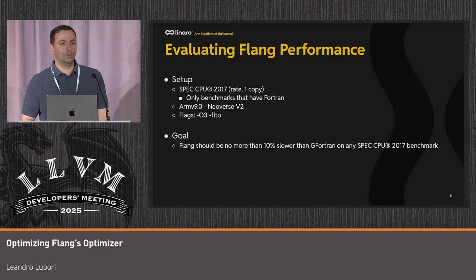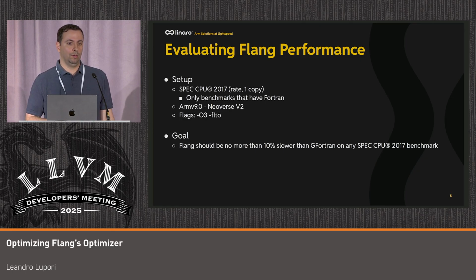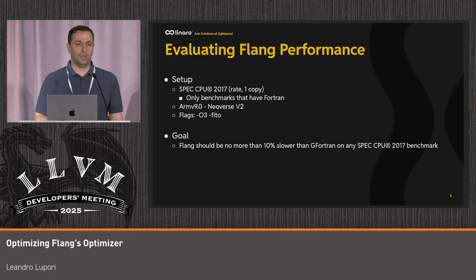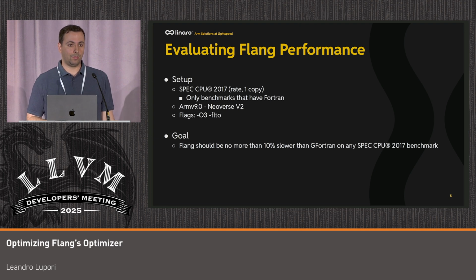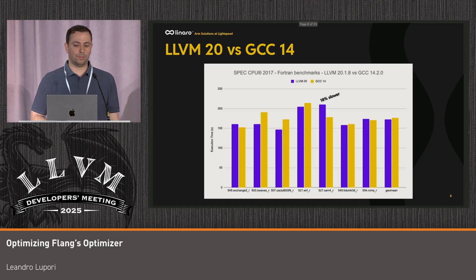So before trying to optimize Flang, we need to first evaluate its performance. And for this end, I used SPEC CPU 2017, but only the benchmarks that use Fortran. And the tests were run on a Neoverse V2 machine. And Leonardo's goal is that Flang should be no more than 10% slower than GFortran on any benchmark.